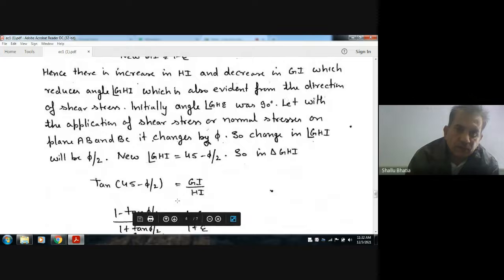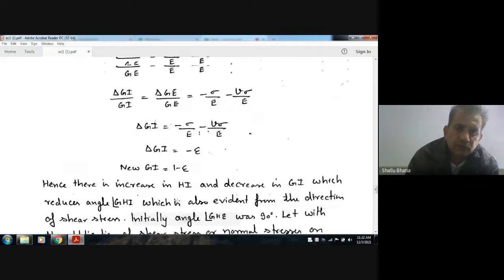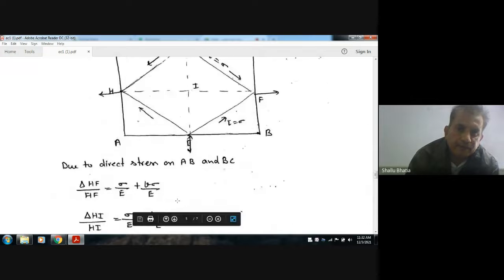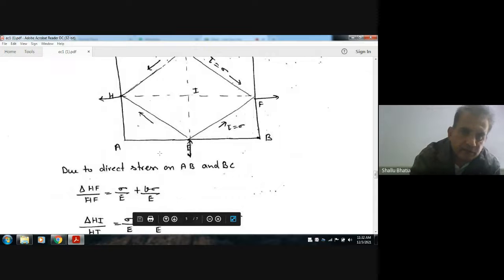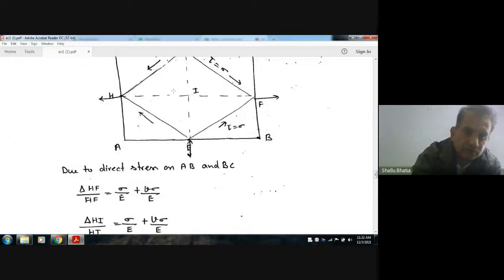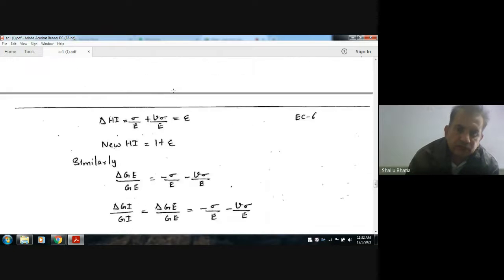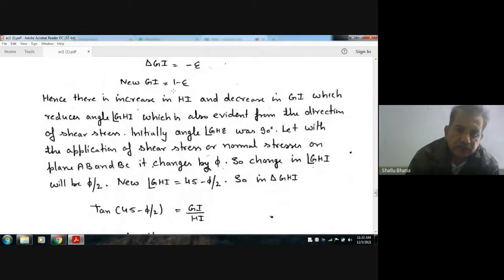Which is also evident from the direction of the shear stress. We can see from the direction of shear stress, here it is anti-clockwise and here it is clockwise. So they are also evident from the direction of shear stress.